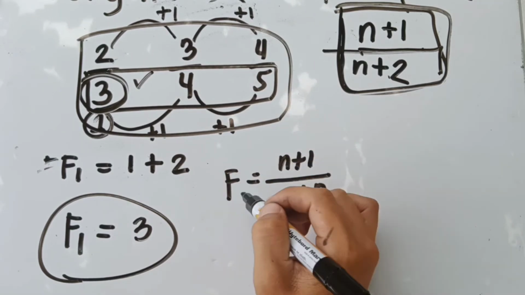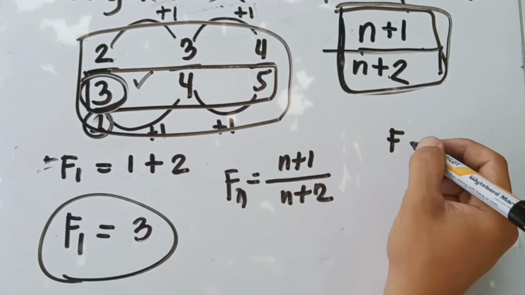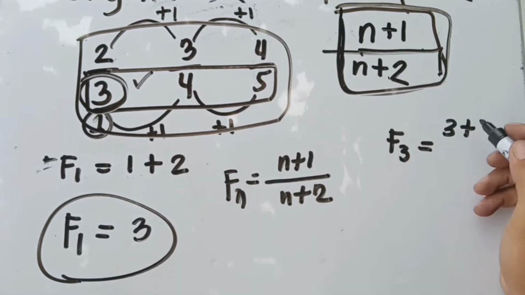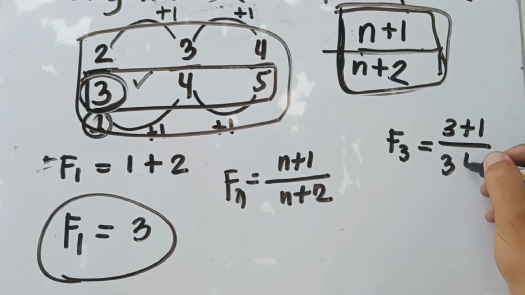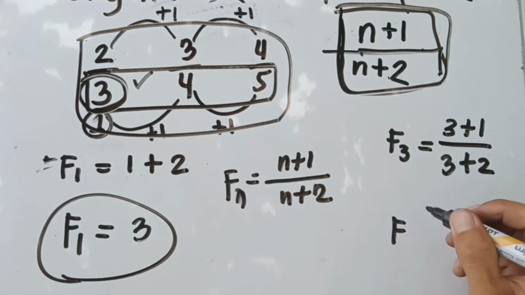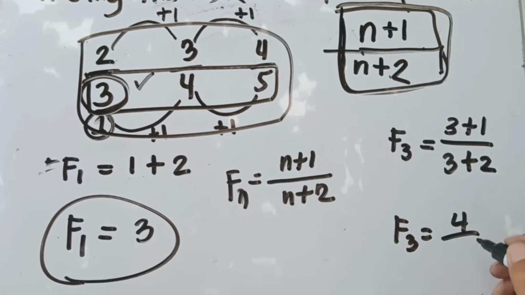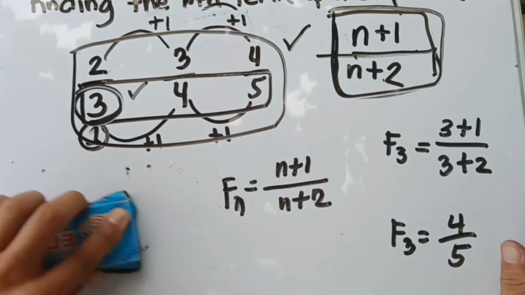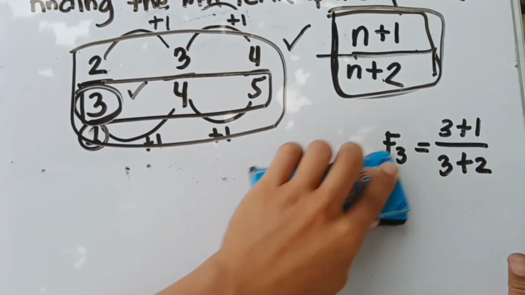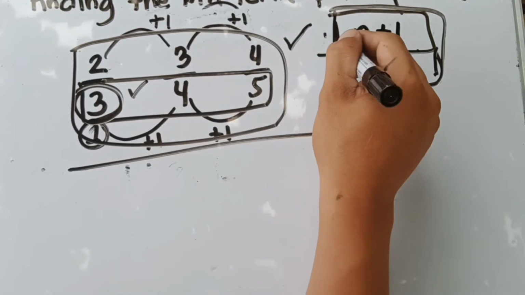So we will try to check the third term. So we have f sub 3 is equal to (3 plus 1) over (3 plus 2). So our third term is equal to 4 over 5. So it is correct. Now we are going to find the specific term for this sequence. So we are going to use this formula.